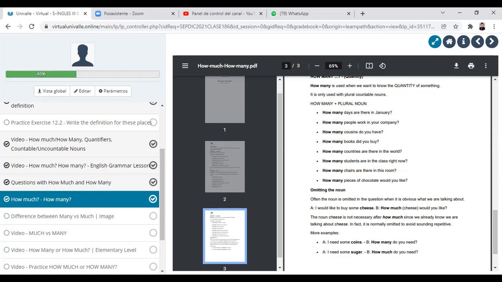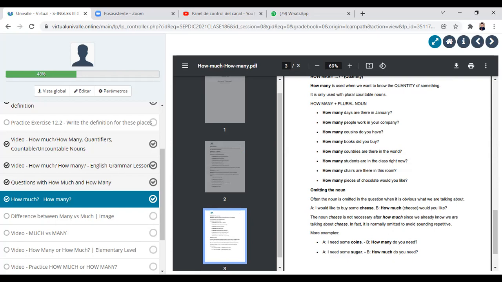How much cheese would you like? The noun cheese is not necessary after how much, since we already know we are talking about cheese. In fact, it is normally omitted to avoid something repetitive.